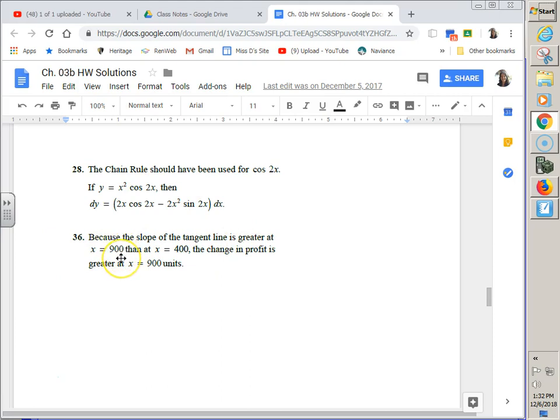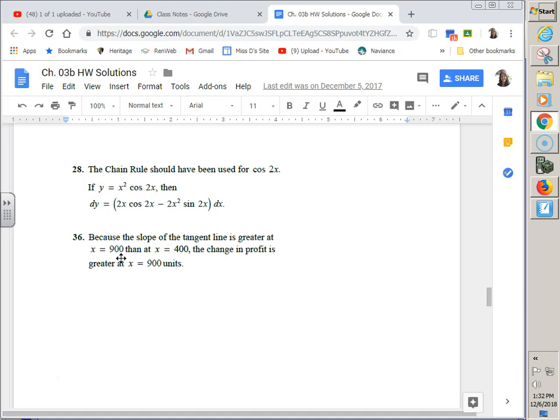900, the slope is increasing. Since the slope is increasing, the change in y, the change in profit will be greater. You could also talk about the concavity being up, which means the slope is increasing. Instead of saying the slope is greater or higher, you could say the rate is greater or higher, because rate and slope are synonymous.